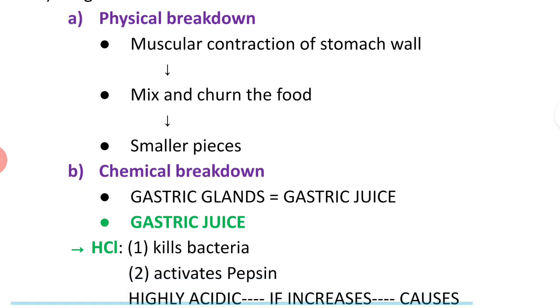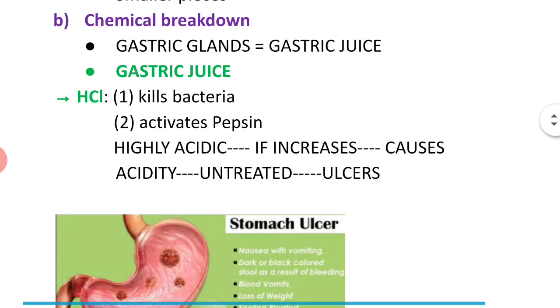When we come to chemical breakdown in the stomach, as the word states, you can understand that there will be certain chemicals involved in this kind of digestion. So over here in our stomach, there are certain glands which are known as gastric glands. These glands secrete gastric juice. Gastric juice contains several chemicals which have different functions. So we are going to talk about them one by one.